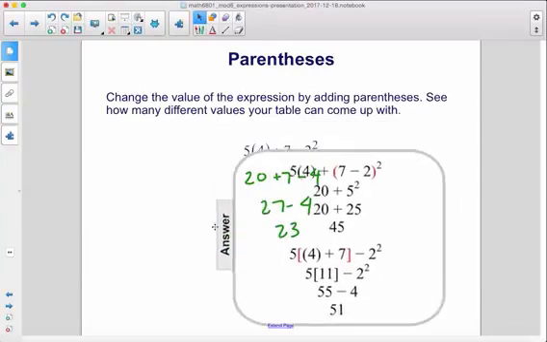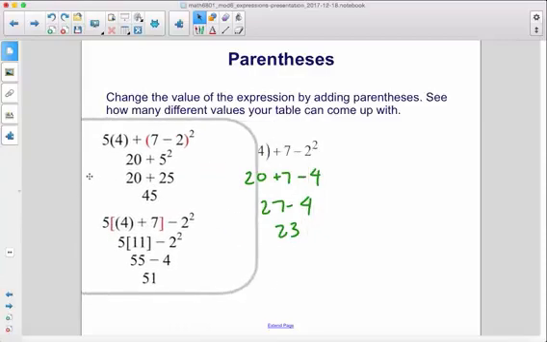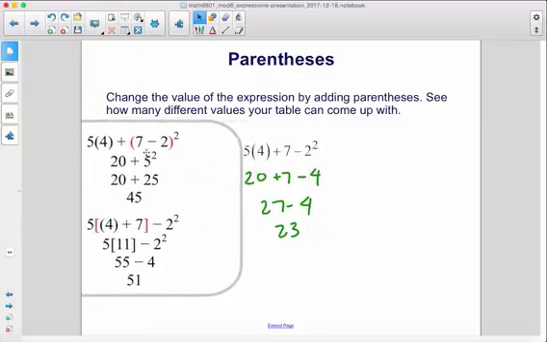So if we added parentheses around the 7 minus 2, all of a sudden this becomes 5 squared instead of 2 squared, and you'll end up with 45. If you instead put brackets around these two pieces, you end up with an answer that's 51. So you can see how important it is to look for all the parentheses and do those operations first.